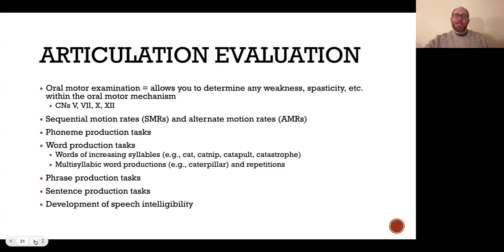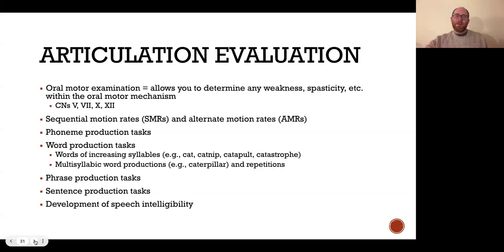All right, we're going to break it down. There is going to be some overlap, but more, to make it a little bit cleaner as far as what goes where. I'm going to break things down in terms of subsystem. With the evaluation of the articulatory system, you're going to want to start with an oral motor examination.